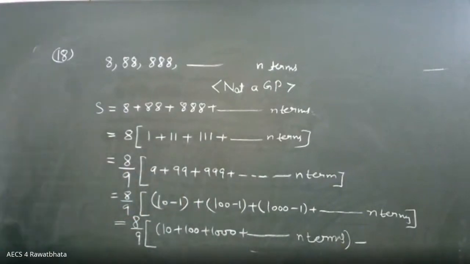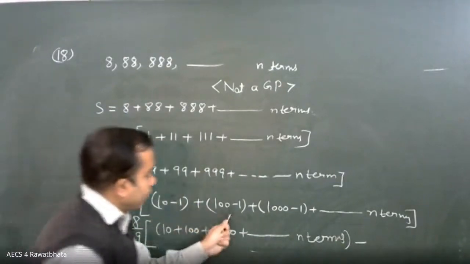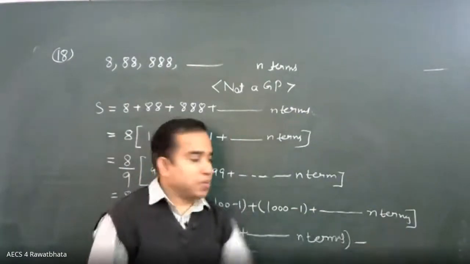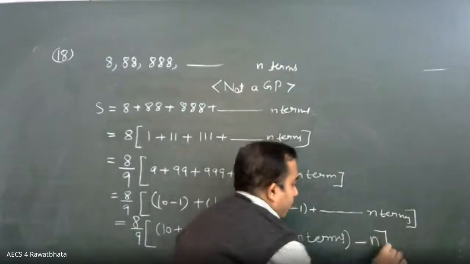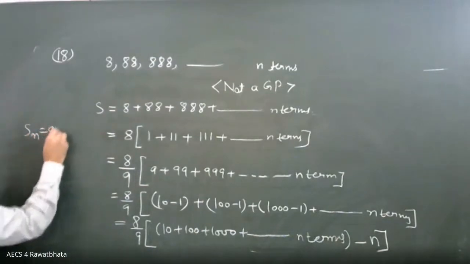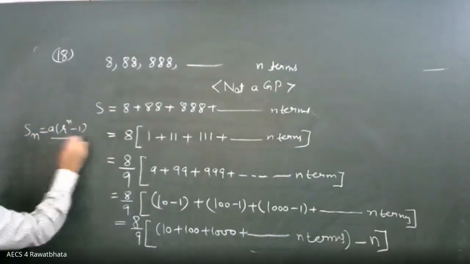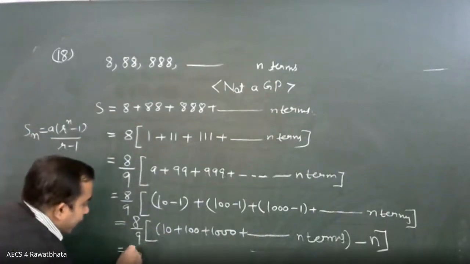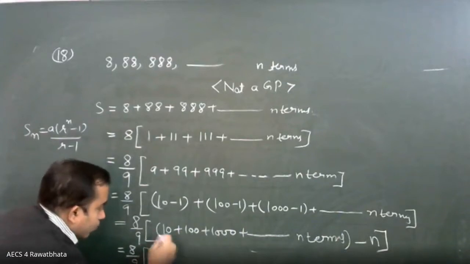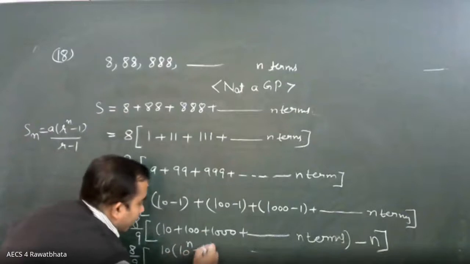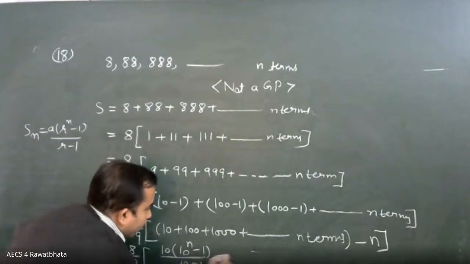What more should be there? 1 minus 1 minus 1 minus 1 n times. How much? Minus n. And this is a GP, so the Sn formula can be applied. Sn is equal to a r raised to power n minus 1 upon r minus 1. So this will become 8 upon 9. And let's apply this GP sum formula, 10. R is also 10 to the power n minus 1 upon 10 minus 1 minus n.